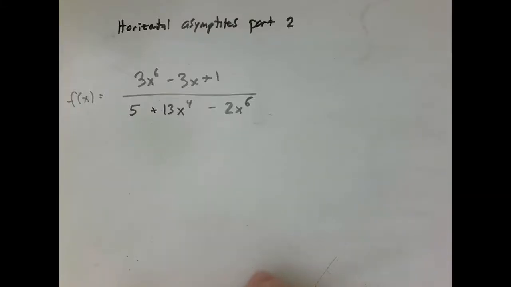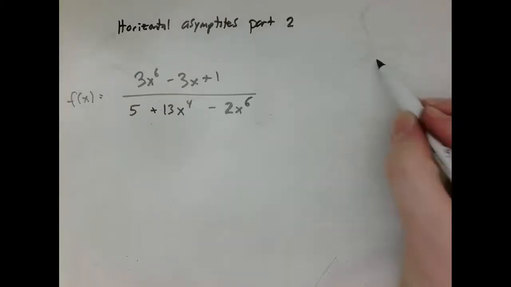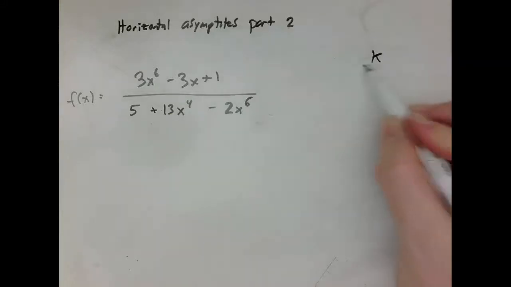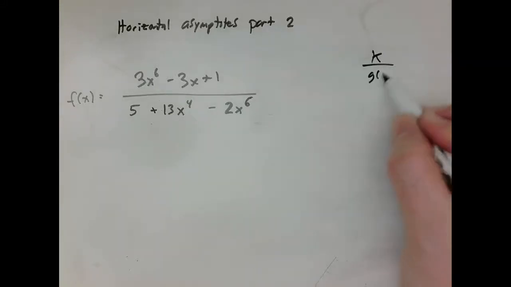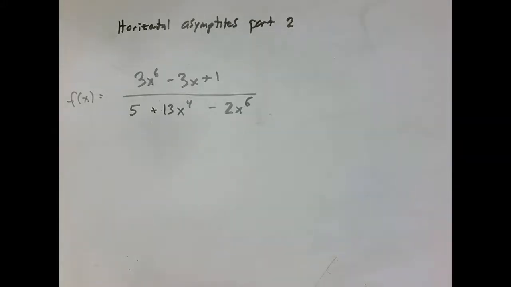The last time we talked about horizontal asymptotes, we talked about a constant value divided by some increasing function has a horizontal asymptote at 0, and then if you want to, you can shift it up and down by however much you want. But what happens if you have a more complicated rational expression like this?